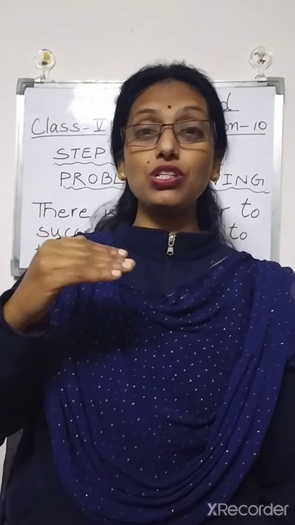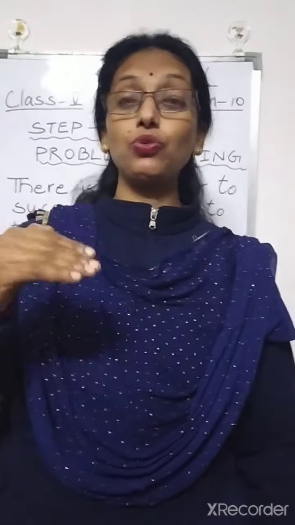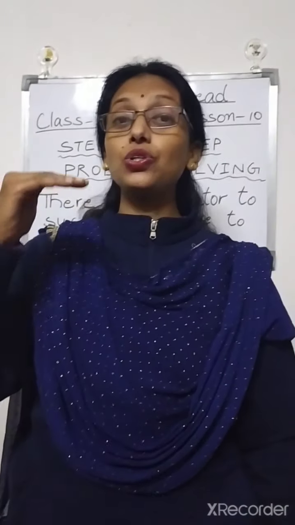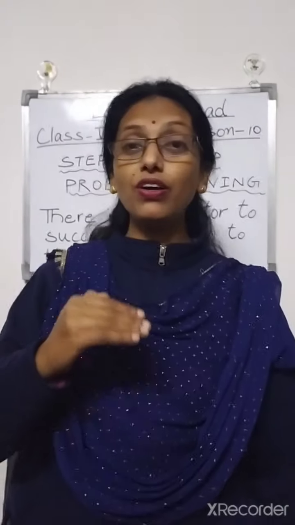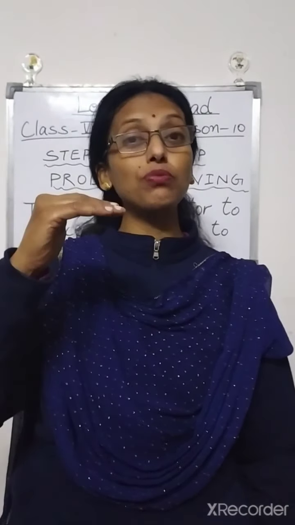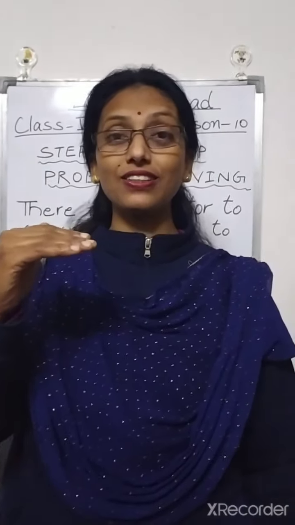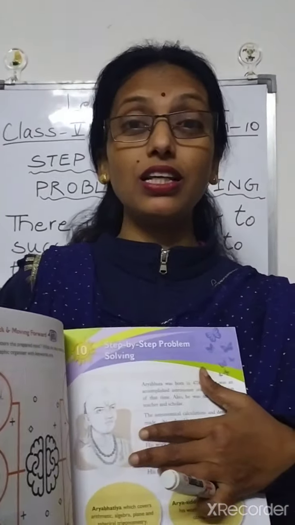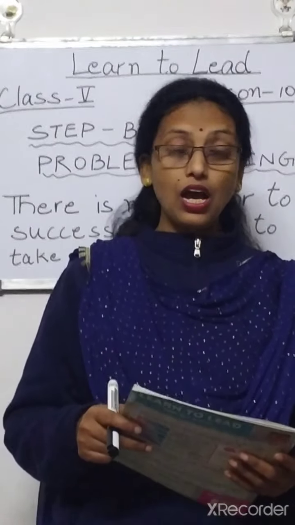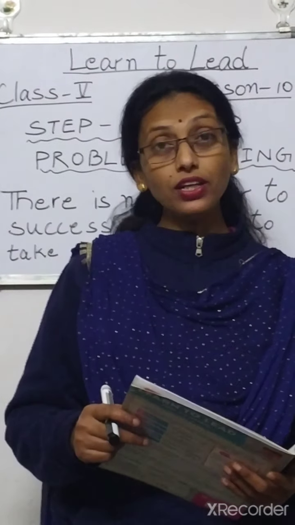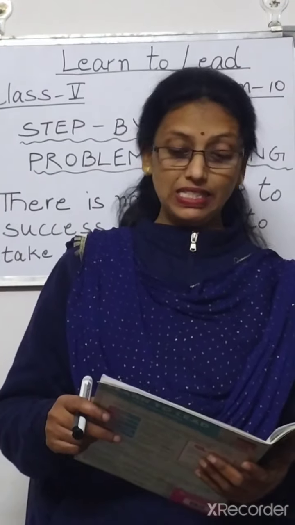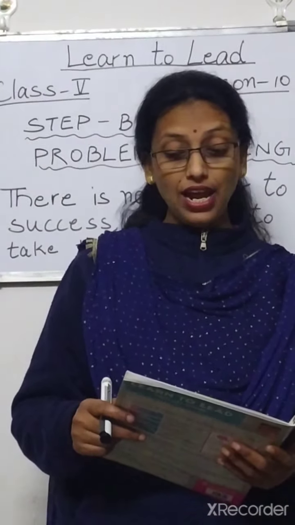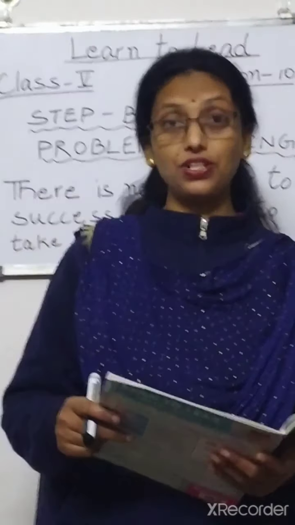Why it is important? If you're going step by step, you are learning at each stage. And whenever you make a mistake, you learn from it and gradually you improve yourself. Right? So, what is the lesson saying about Aryabhat? Let's do it. Aryabhat was born, you know when? 476 CE. He was an accomplished astronomer and mathematician of that time.